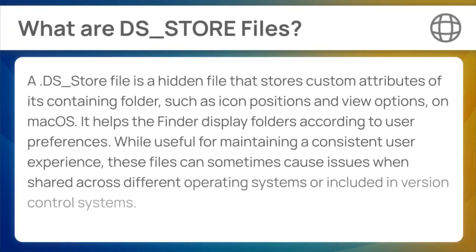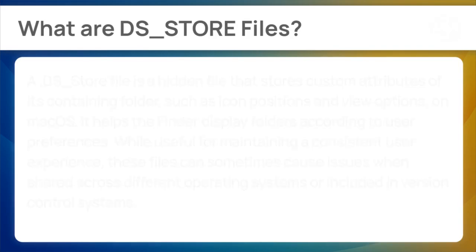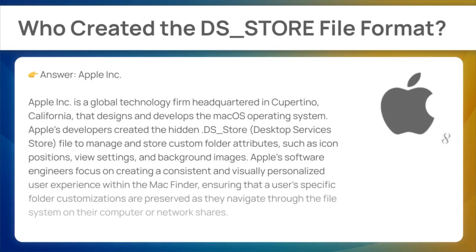A DS Store file is a hidden file that stores custom attributes of its containing folder, such as icon positions and view options on macOS. It helps the Finder display folders according to user preferences. While useful for maintaining a consistent user experience, these files can sometimes cause issues when shared across different operating systems or included in version control systems.